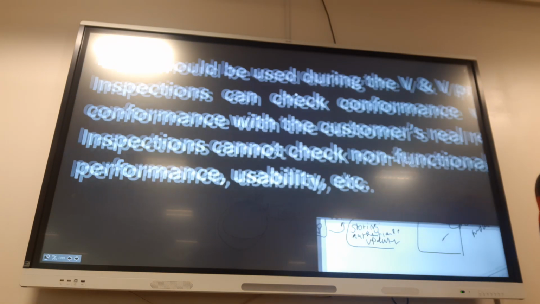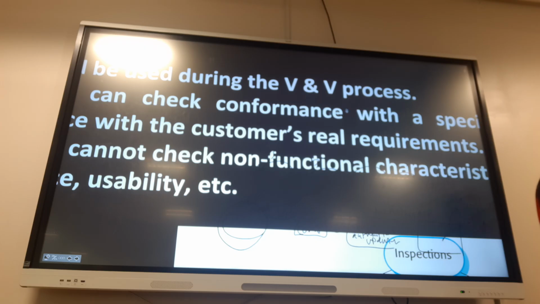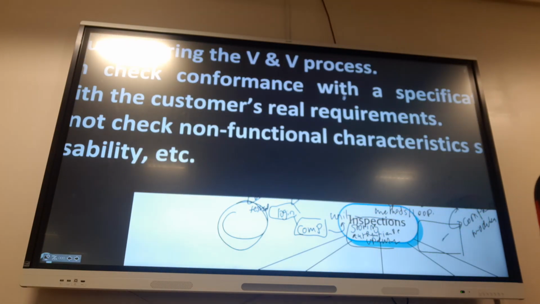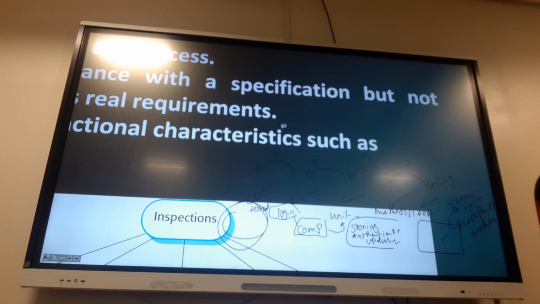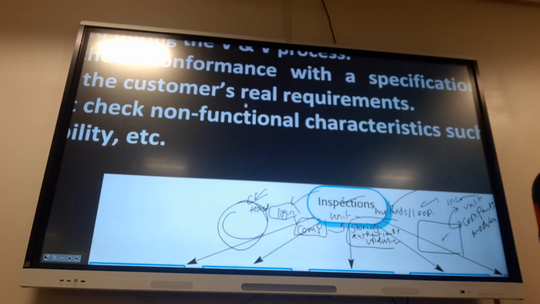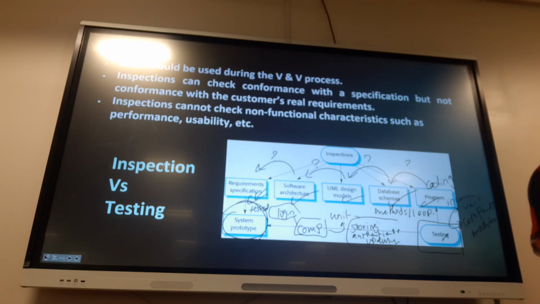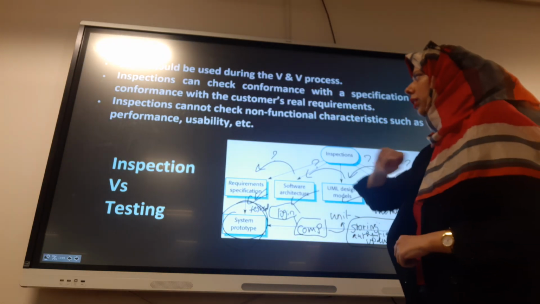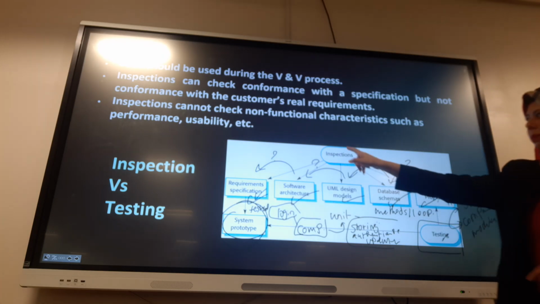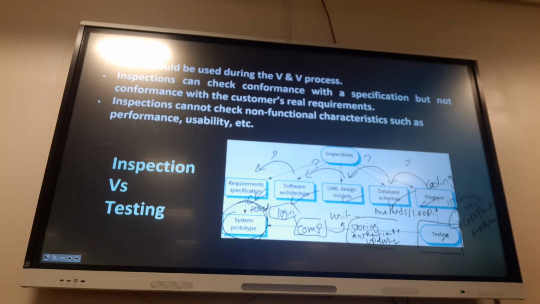So this is also important. Inspections should be used during the VV process, as we explained before. Inspection can check conformance with the specification, but cannot really test conformance to the customer's real requirements. This is important. We'll explain it in more detail in a while. But what's more important now, keep in mind, inspection's main focus is functional requirements. We don't care much for the non-functional requirements at this stage, okay?